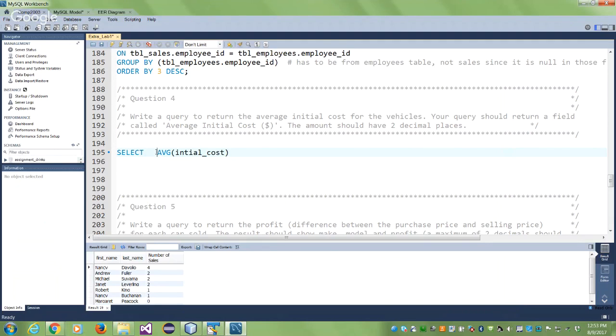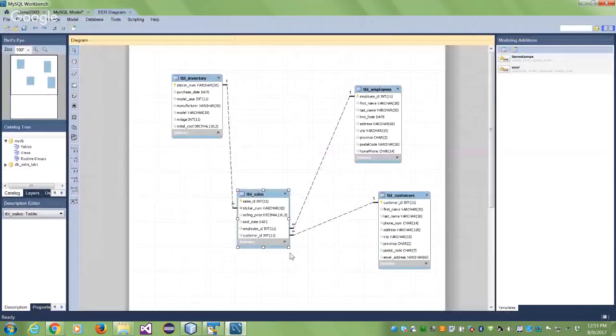But if it was a cast, all I have to do is cast this as decimal, what was it? Something comma 2. I think I saw a 10 there when I was looking at the figure. I saw a 10 comma 2 there.